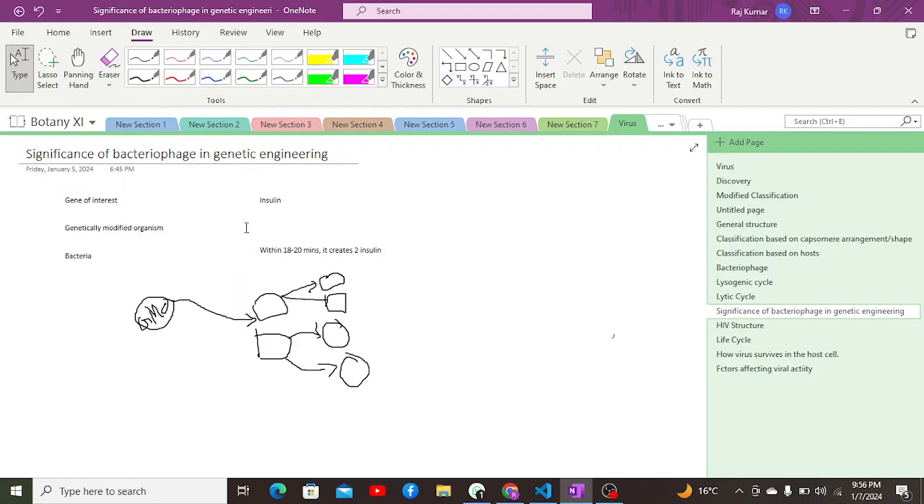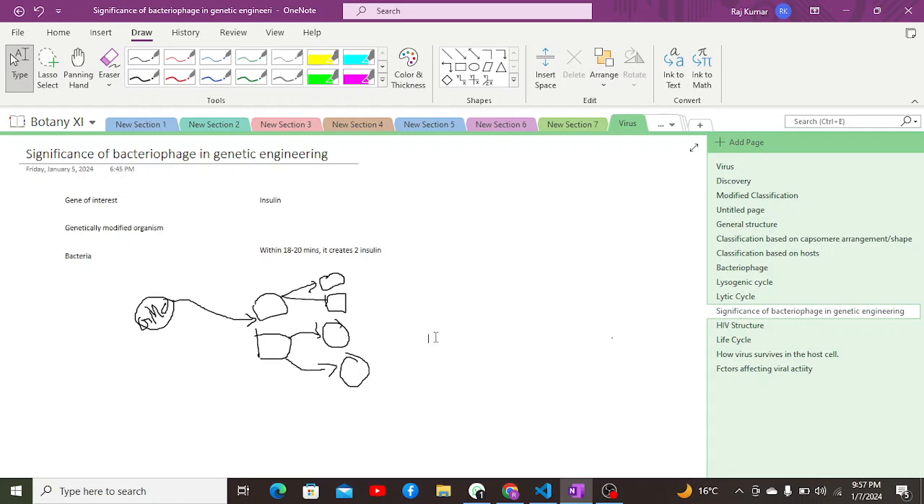Now when we are inserting the insulin gene of interest within the genetically modified organism, the same enzyme, restriction endonuclease, is utilized, which cuts the genome of the genetically modified organism. After it is cut, we take the gene of interest and insert it within the GMO's genome, and at that moment it further undergoes replication and produces our desirable product.